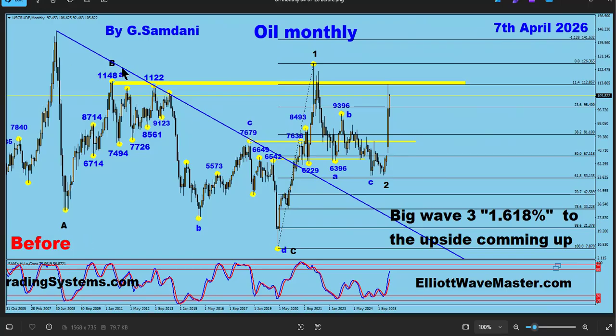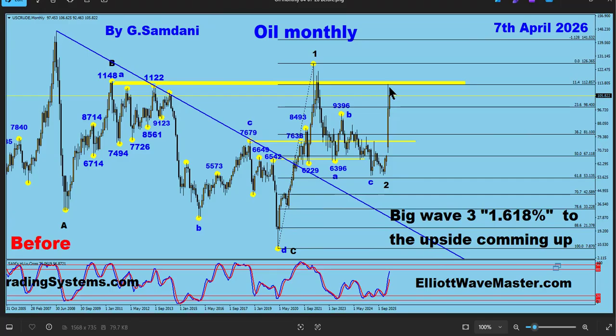And I said, according to my count, A, B, C, there was some kind of correction. And after that, we break out above this TL as wave one, and then this is A, B, and then C correction was completed. And then this powerful move started, and it looks like it is going to be a wave three to the upside, which will be like 1.618 of this wave one. So this is what I said, big wave three to the upside coming up according to my calculation.